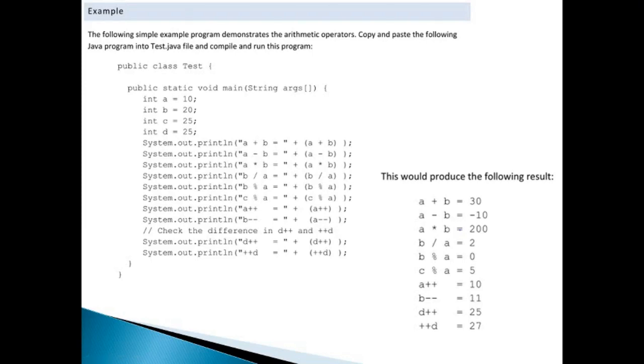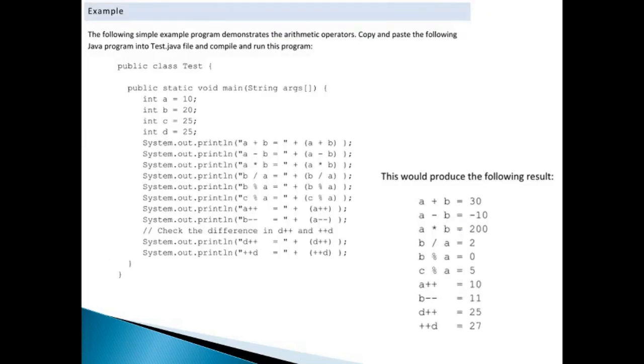Now what is D plus plus? D plus plus is again post increment, so the value of D plus plus will be 25, and after this statement D becomes 26. Then with pre-increment, D will first get incremented, and then the statement will use the new value. So in that case the 26 will become 27. Okay.